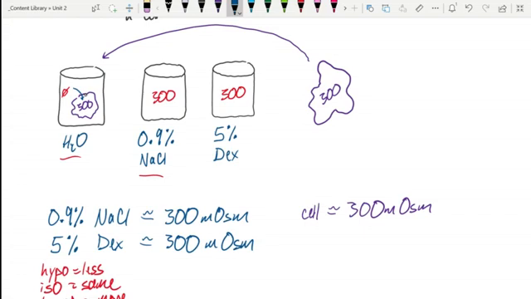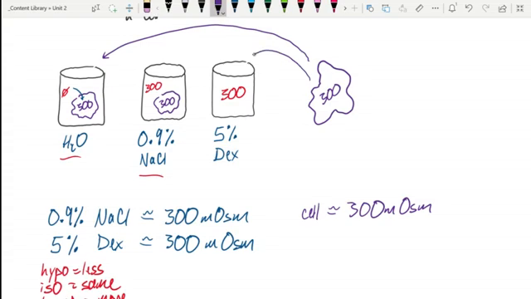Well, let's do the same thing over here. Right? If we put water inside the salt, of course, we're 300 in here. The cell is at 300. And so we are isoosmotic, and we are also isotonic. Because there's no salt gradient, there's no net movement of water, and as such, the cell stays the same shape.